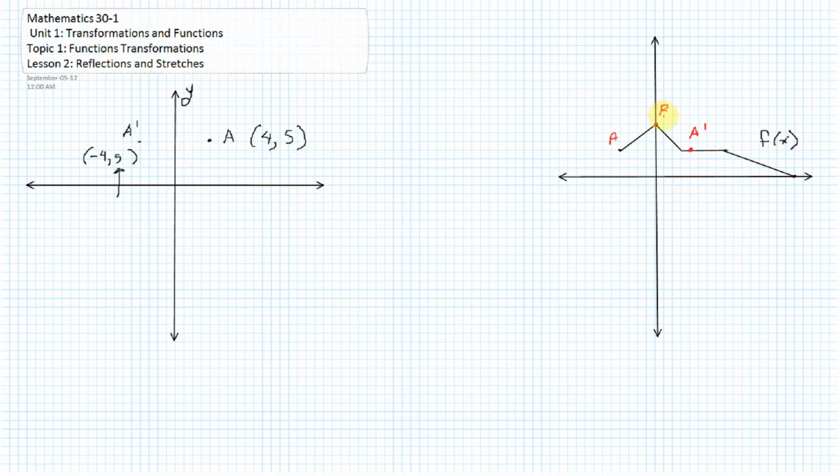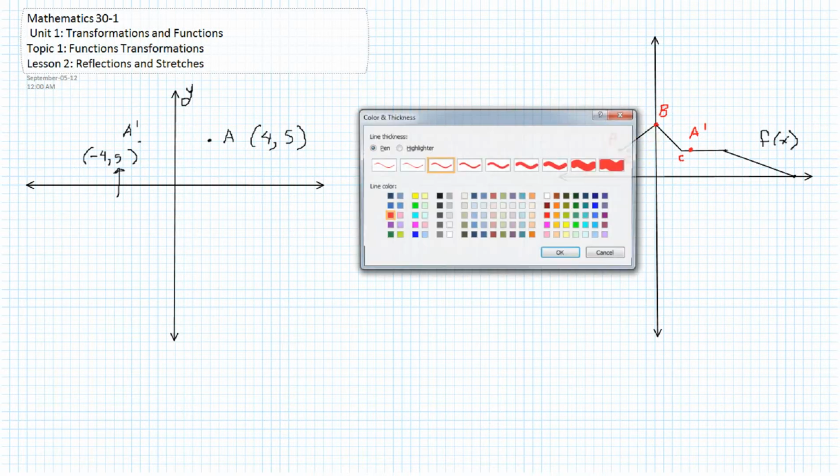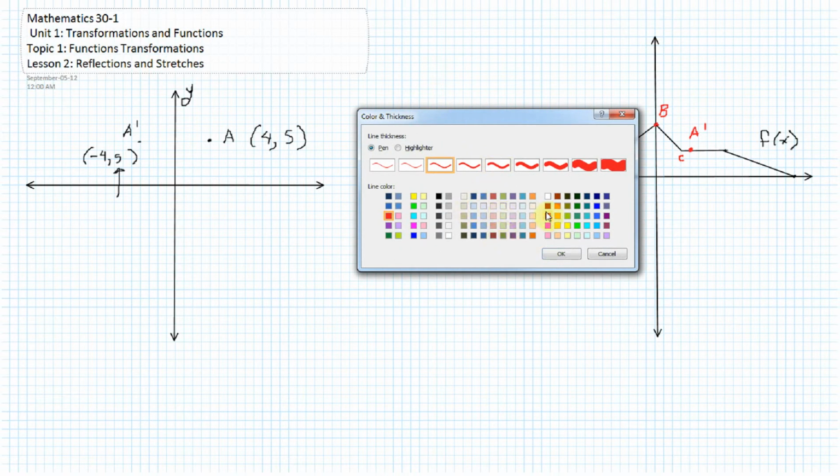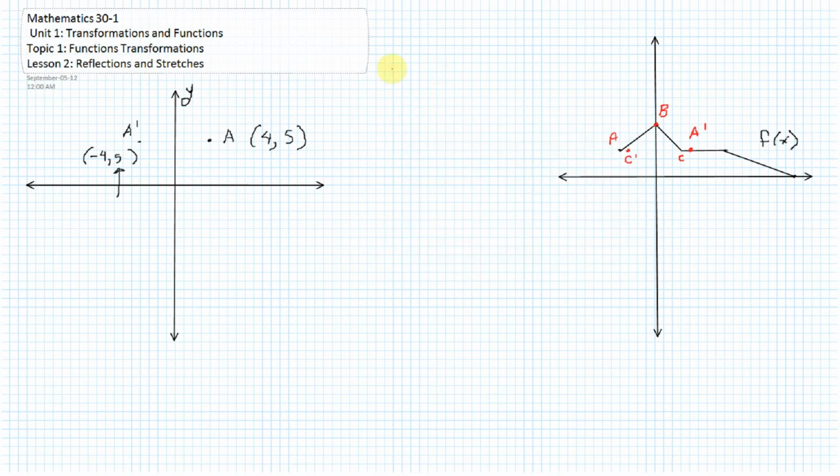My B point here remains unchanged, and I have C right there, and my C is 3 units away on the right, so C prime, or the reflected C point, is here. And now it's starting to look a little complicated, so we're going to take a minute and just connect up the lines that we've already drawn so that we can see what shape we're making.